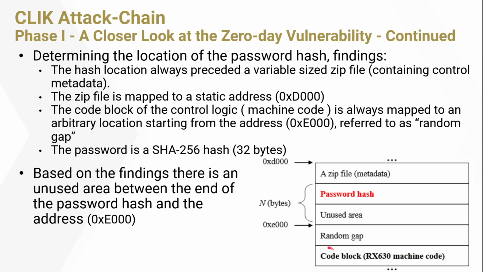Now, the password is generated as a SHA-256 hash, which is known to be 32 bytes long. The challenging thing here is that the zip file is of unknown length. We know the password is after this zip file, but since CLIK doesn't have any read access, it doesn't know the actual size of the zip file. Therefore, it doesn't know the actual location of this password hash. Though it has a general idea, it needs a specific model to understand where this new hash needs to be inserted in order for this exploitation to work correctly.